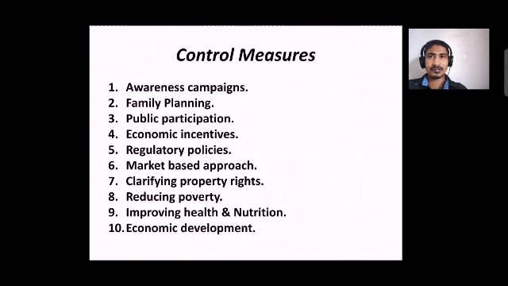So, what are the control measures? First and foremost, awareness campaigns. Family planning is very much important. Public participation: if only awareness campaigns and family planning campaigns are there, but no public participation, then it is going to affect the outcome. Economic incentives, regulatory policies, market-based approaches, clarifying property rights, reducing poverty, improving health and nutrition, and economic development are some of the control measures for minimizing the impact of human population growth on the environment.